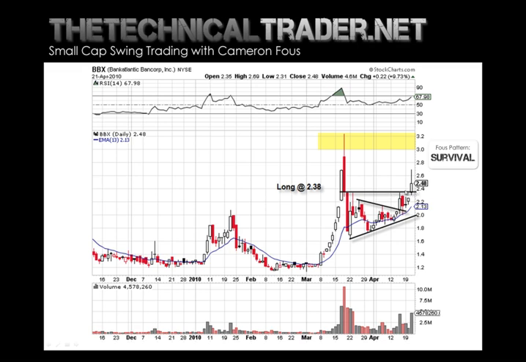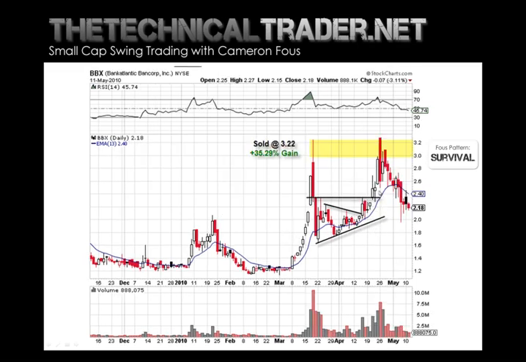Setting your stop on this stock, it broke down below. We'll see on this next trade, or on the next move here, it had that short-term spike down below here. I continued to hold this stock through this small push through the actual breakout support level.